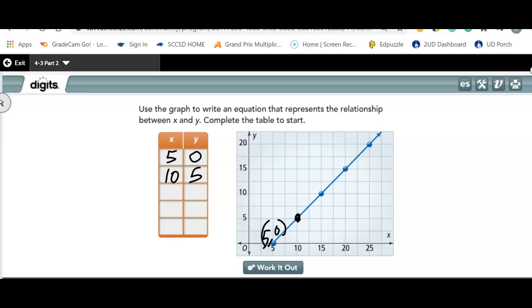Macy? 15, 10 is right there. X is 15, y is 10. And we have 20, 15. And we have 25, 20. So that's what your table should look like. Then, what is the equation? Patrick?